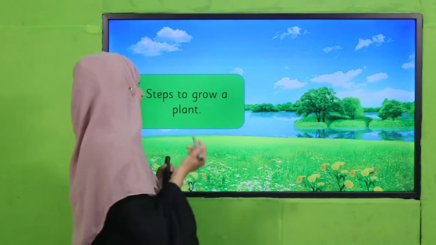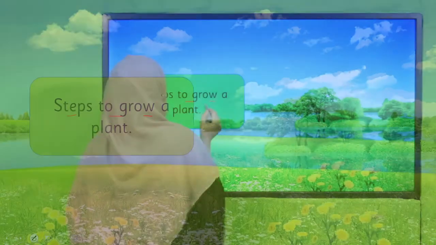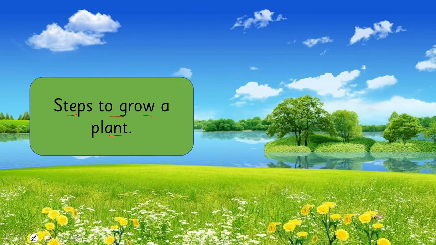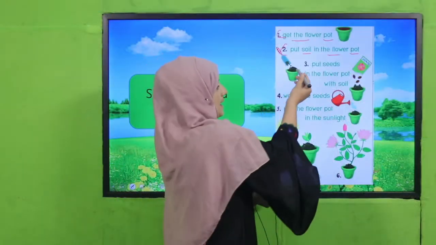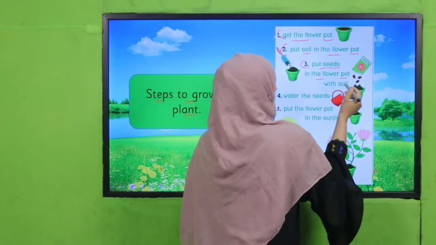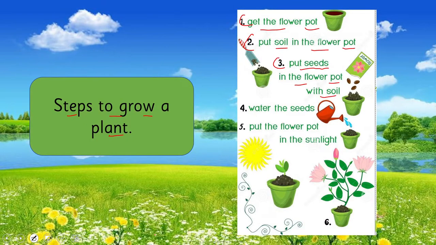For example, let's see the steps to grow a plant. Number one, first we get a flower pot, and second, we put soil in the flower pot. First of all, while growing a plant, we get a flower pot, and then we fill soil in this flower pot. And third, put seeds in the flower pot with soil. So third, what do we do? We will put seeds in this flower pot full of soil. We will put seeds there.